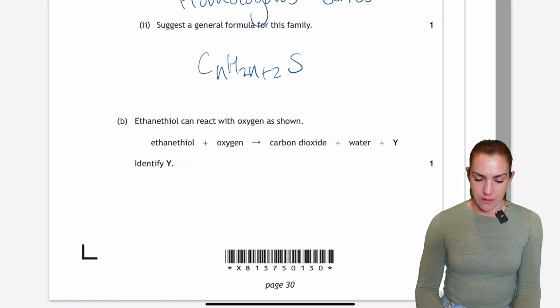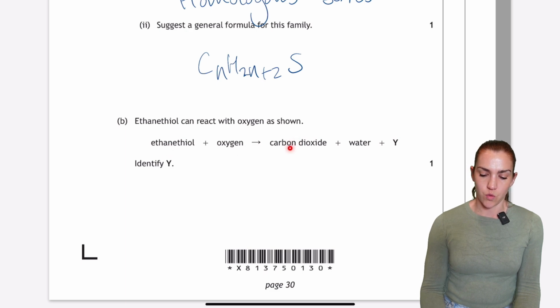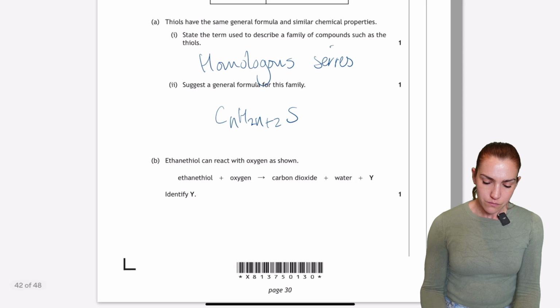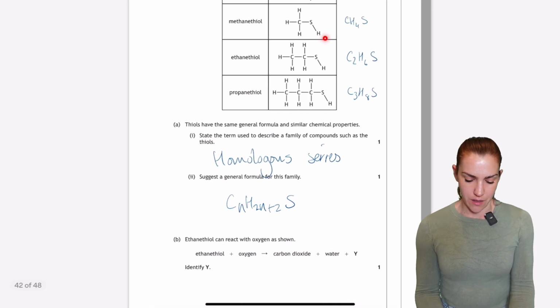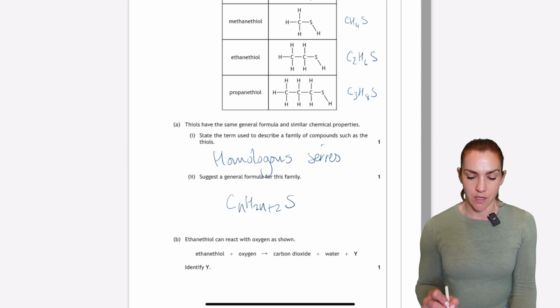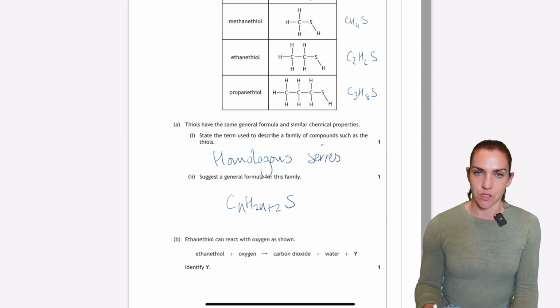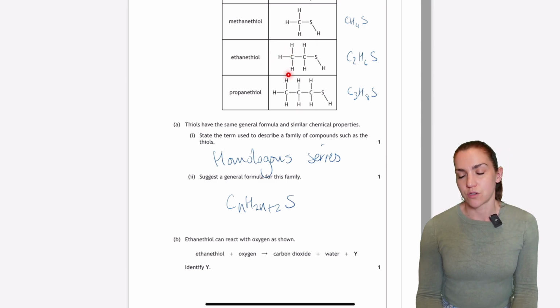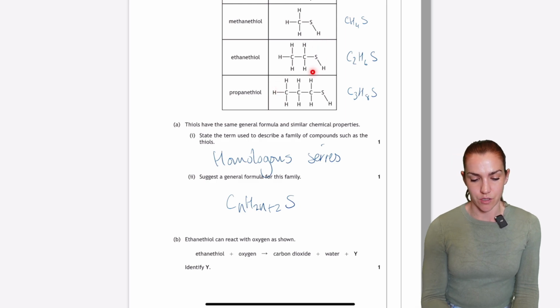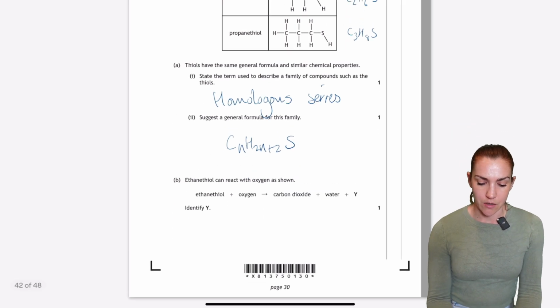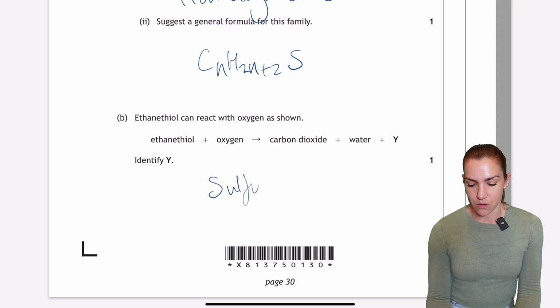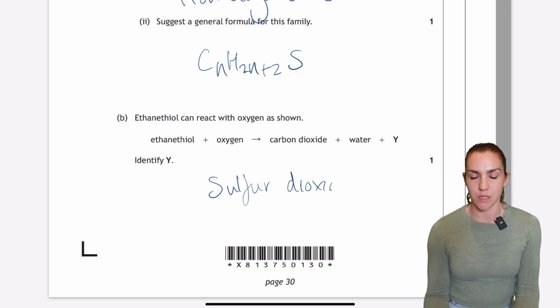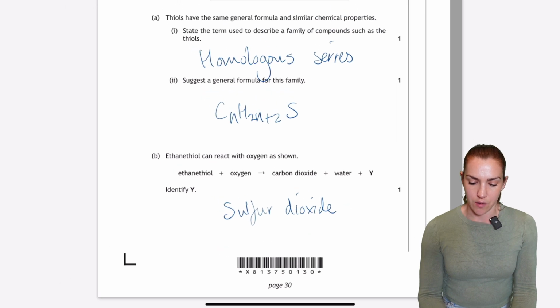So then ethane thiol can react with oxygen as shown. You've got ethane thiol, oxygen, and it's showing you making carbon dioxide and water, and it's asking you to work out what Y is. So if you have a look at what elements are in ethane thiol, remember when you burn stuff, every atom in it will react with oxygen to produce something. So you've got carbon dioxide, which is made when the carbon reacts with the oxygen, water, which is what's made when the hydrogen reacts with the oxygen. When the sulfur reacts with the oxygen, you would make sulfur dioxide. And remember, that's the gas that's really bad for causing acid rain. So you shouldn't really be burning stuff with sulfur in it if you can help it.